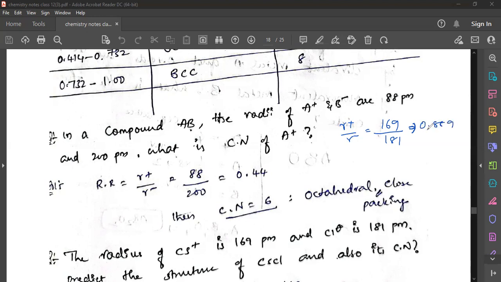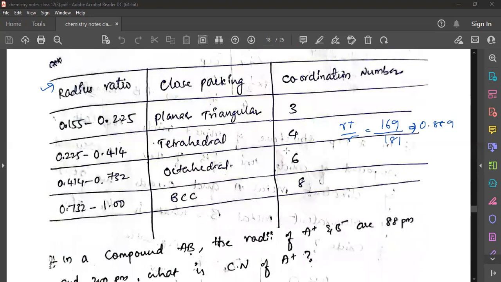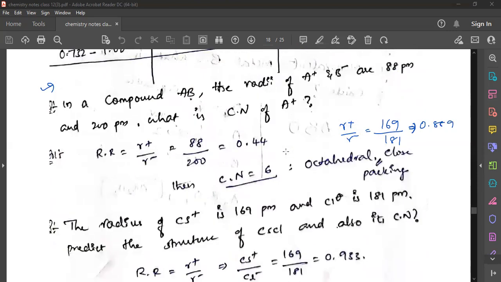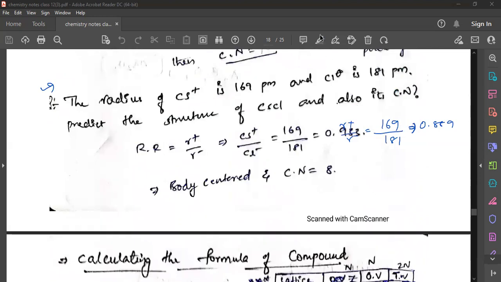0.934. If it is 0.934, it will come under the BCC structure, right? Because it is above 0.732, it will come under the BCC type of structure and the coordination number will be 8. Okay. So like this, you will find out the coordination number and the radius ratio and the type of structure using the r plus and the r minus.